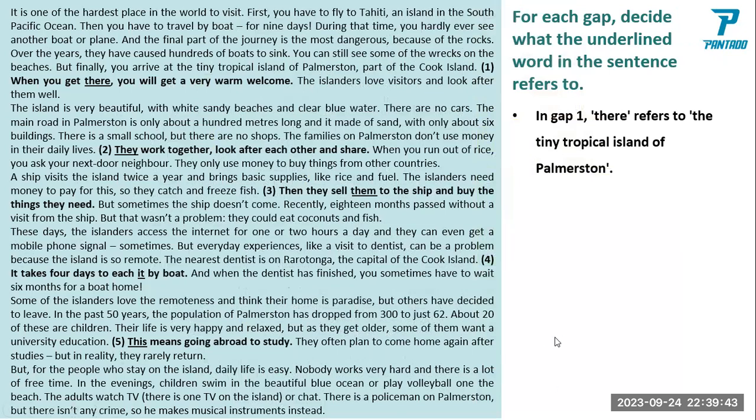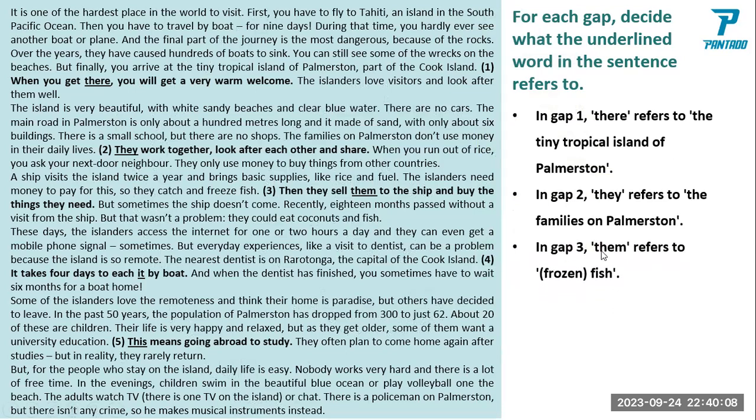So in gap one, there refers to the tiny tropical island of Palmerston, the place. In gap two, they refers to the families, the people, the families of Palmerston. In gap three, them, then they sell them, refers to the frozen fish that they try to catch and then sell to the ship that goes to their place every 6 months. And four, it refers to Rarotonga. It takes 4 days to get to Rarotonga, the capital of the Cook Islands, where they can find the dentist.